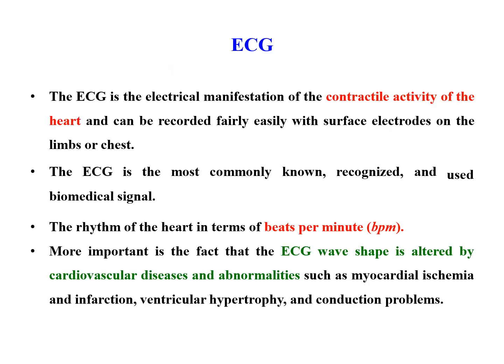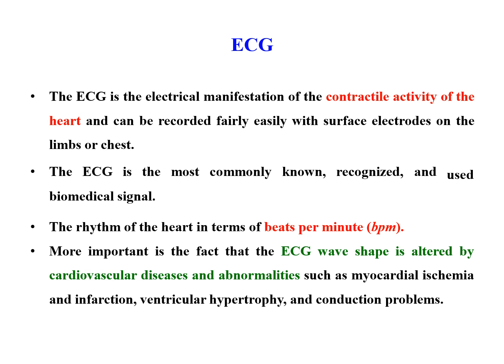First one is ECG, electrocardiogram. The electrocardiogram is a manifestation of the contractile activity of the heart and can be recorded fairly easily with surface electrodes on the limbs or chest. The rhythm of the heart is measured in beats per minute, BPM. The normal human heart rate is 72 beats per minute.